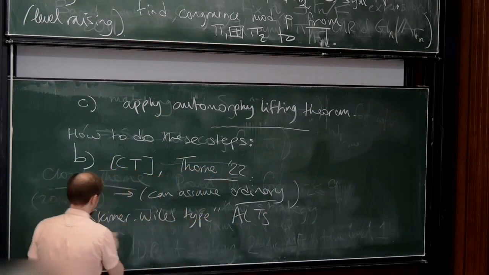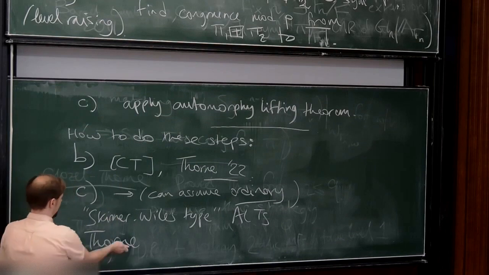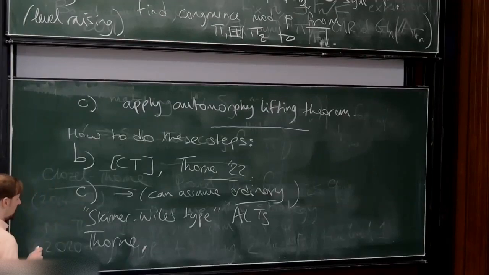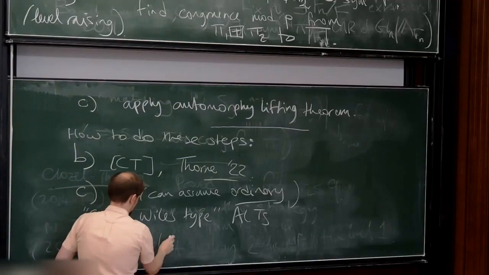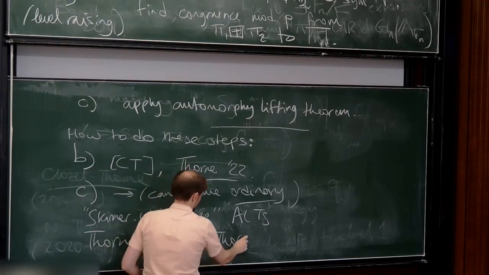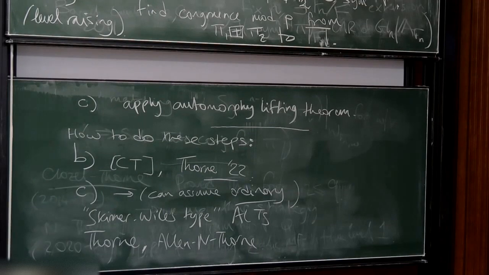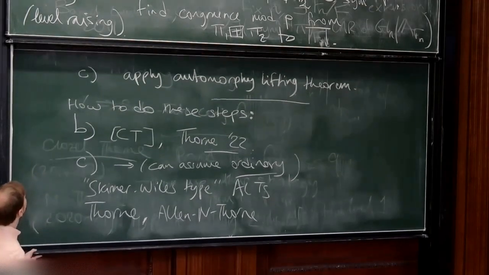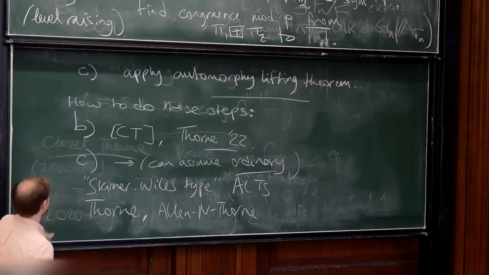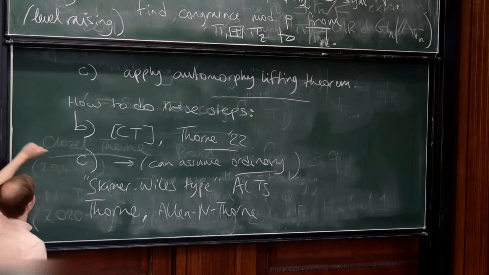Lifting theorems. Jack proved one of these, which was used in his work with Clozel, and then with Patrick Allen, we proved a slightly more flexible version of this automorphy lifting theorem. So that's A, and that's B and C, and the main point of the second half of today's talk is going to be to explain how we do step A.